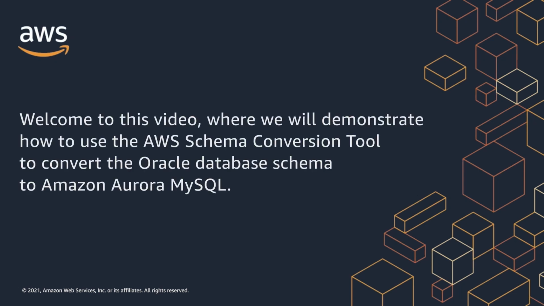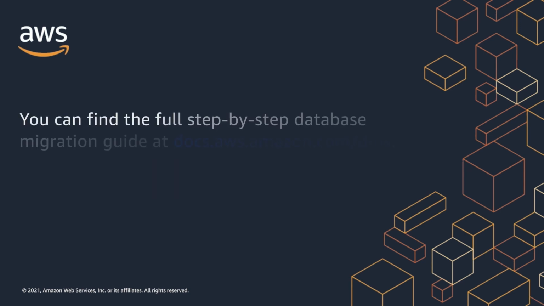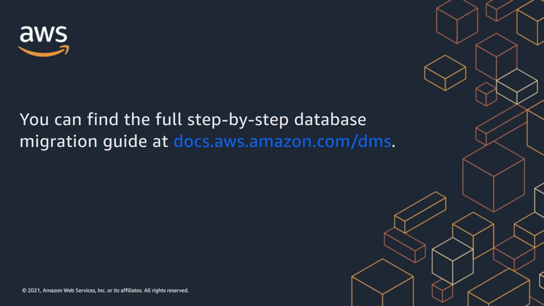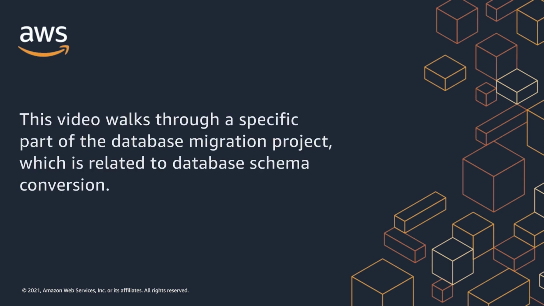Welcome to this video, where we will demonstrate how to use the AWS Schema Conversion Tool to convert the Oracle database schema to Amazon Aurora MySQL. You can find the full step-by-step database migration guide on the AWS Database Migration Service documentation website. This video walks through a specific part of the database migration project, which is related to database schema conversion.